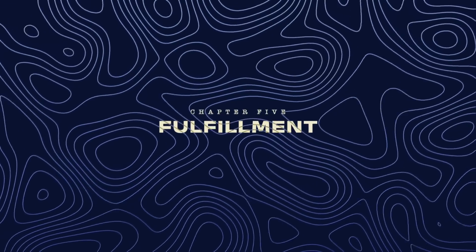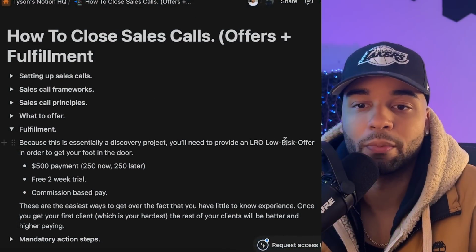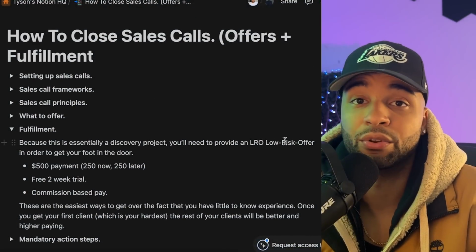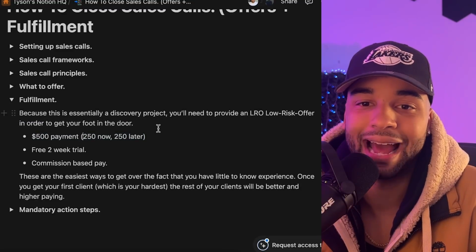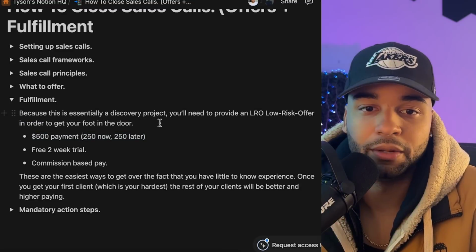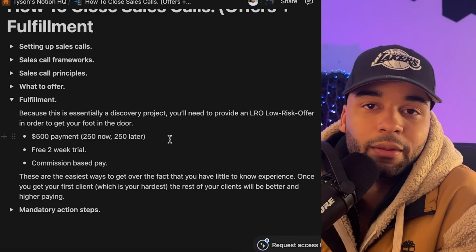So fulfillment, because this is essentially a discovery project, you'll need to provide a LRO, meaning a low risk offer, in order to get your foot in the door. So this is usually what this looks like. A $500 payment of $250 now and $250 after the project is done and handed in. Reason being is because this is a low amount of money that really isn't anything to businesses, right?